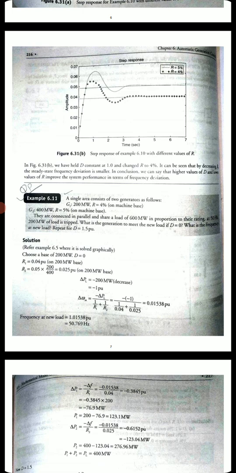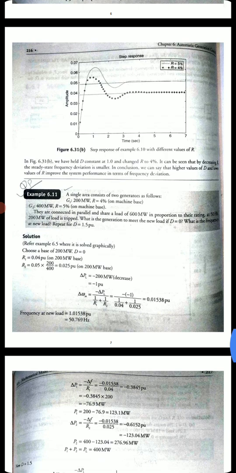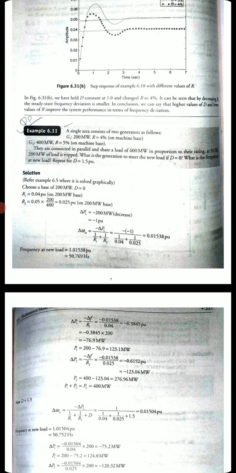Then we will consider delta P1, that is minus delta F by R1. Same, the delta F is minus 0.01538 divided by 0.04. We will get minus 0.3845 per unit, that is on the base of 200. If you multiply it by 200, you will get minus 76.9 megawatt. It means the decrease in the first generator itself is 76.9, that is 200 minus 76.9, that is 123.1 megawatt.